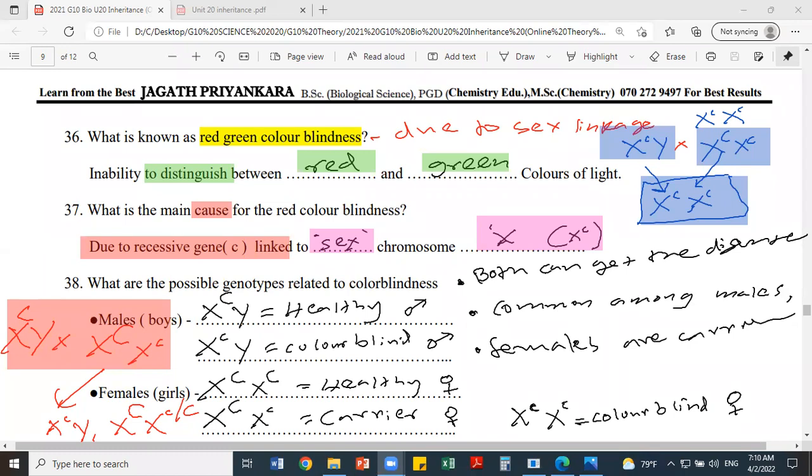Avoid marriages among blood relatives. That was the answer, the marking scheme. So you have to remember that. But anyway, otherwise you have to do a genetic test.